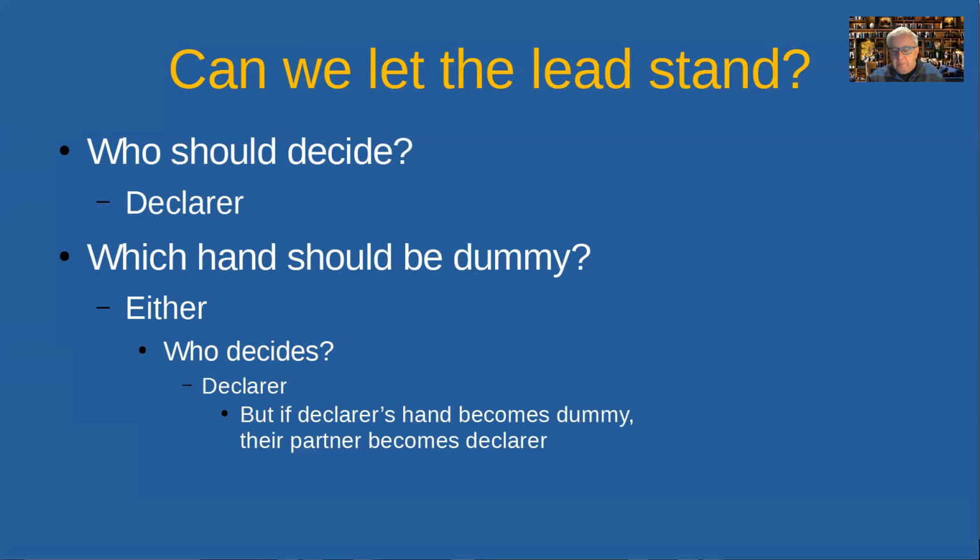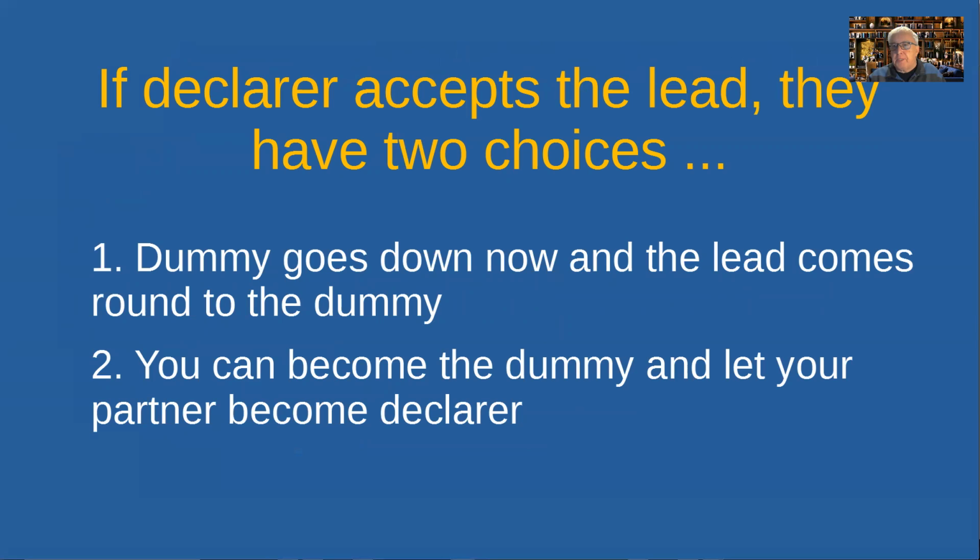So what we've had there is two choices. If the declarer accepts the lead, they've got two choices that they can make. The first is that the dummy goes down straight away and the lead comes round to the dummy. Or alternatively, you, the person who was North in this case, can become the dummy and let your partner become declarer. So we've got two possibilities there.